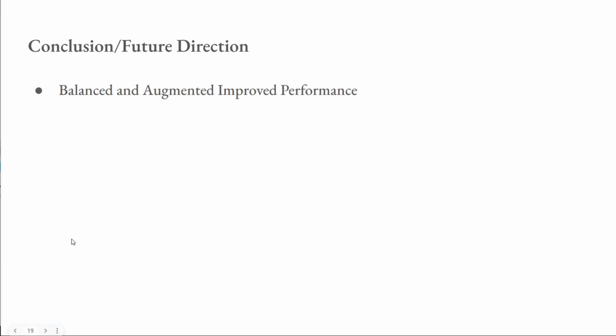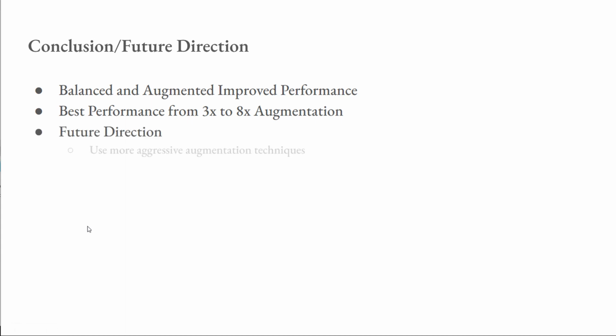Overall, we saw improvements in the performance of models using balanced and augmented data. There were limits on how much augmentation could be applied before performance either leveled off or degraded, and this seemed to be between 3x and 8x augmentation. For the future direction, we intend to continue this research with more aggressive techniques to experiment to find the right combination of techniques to improve performance.